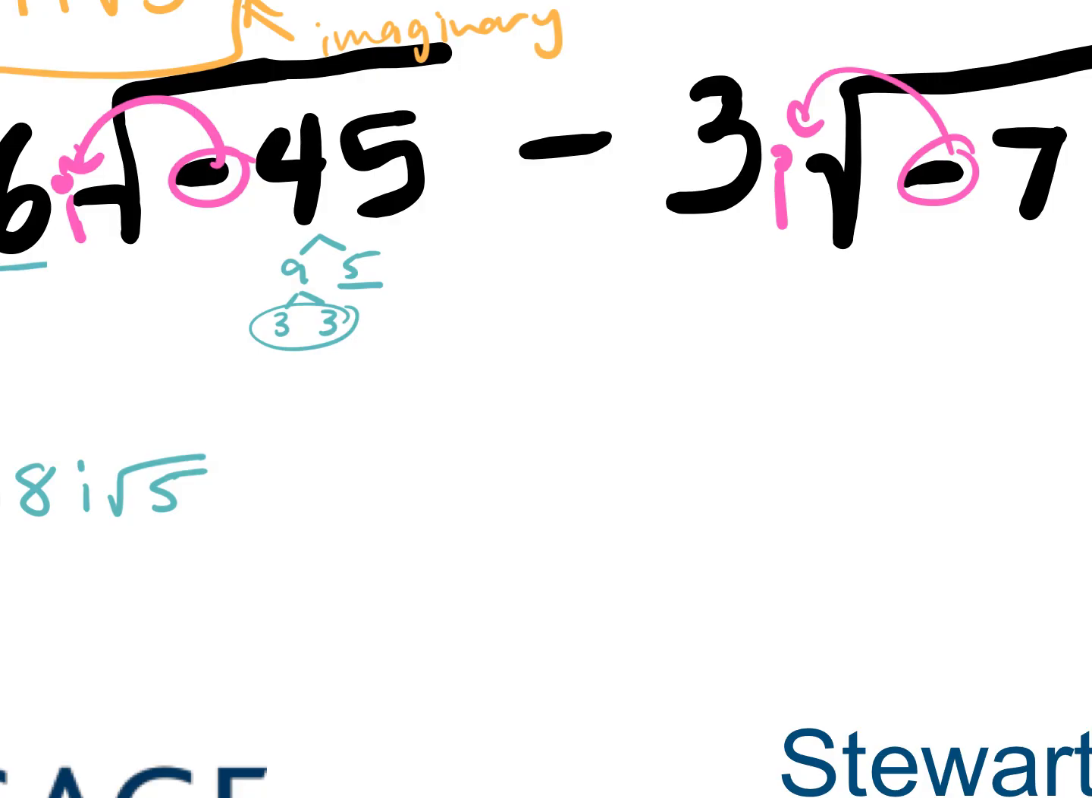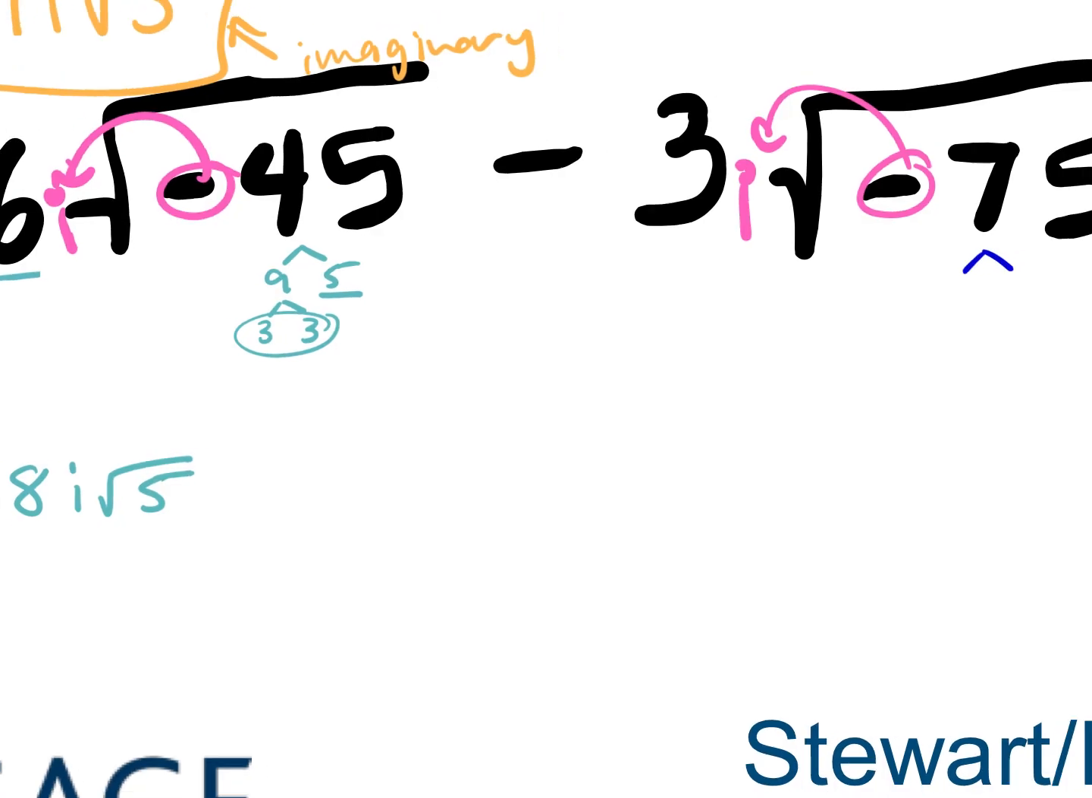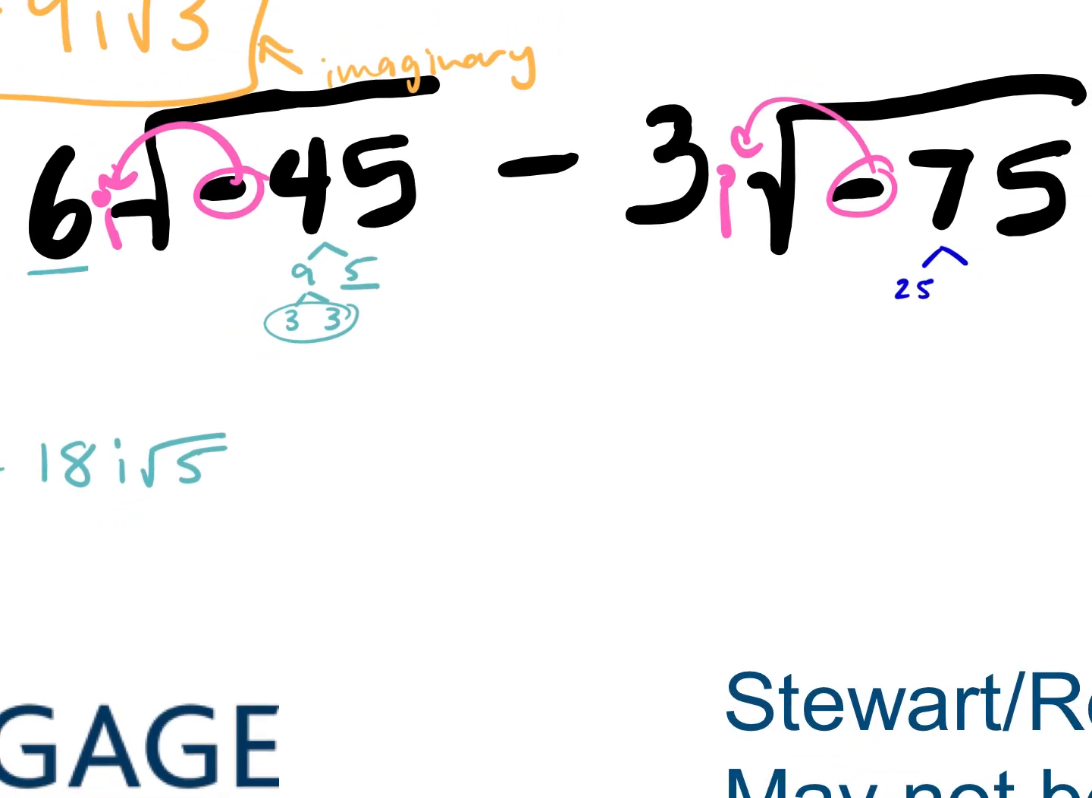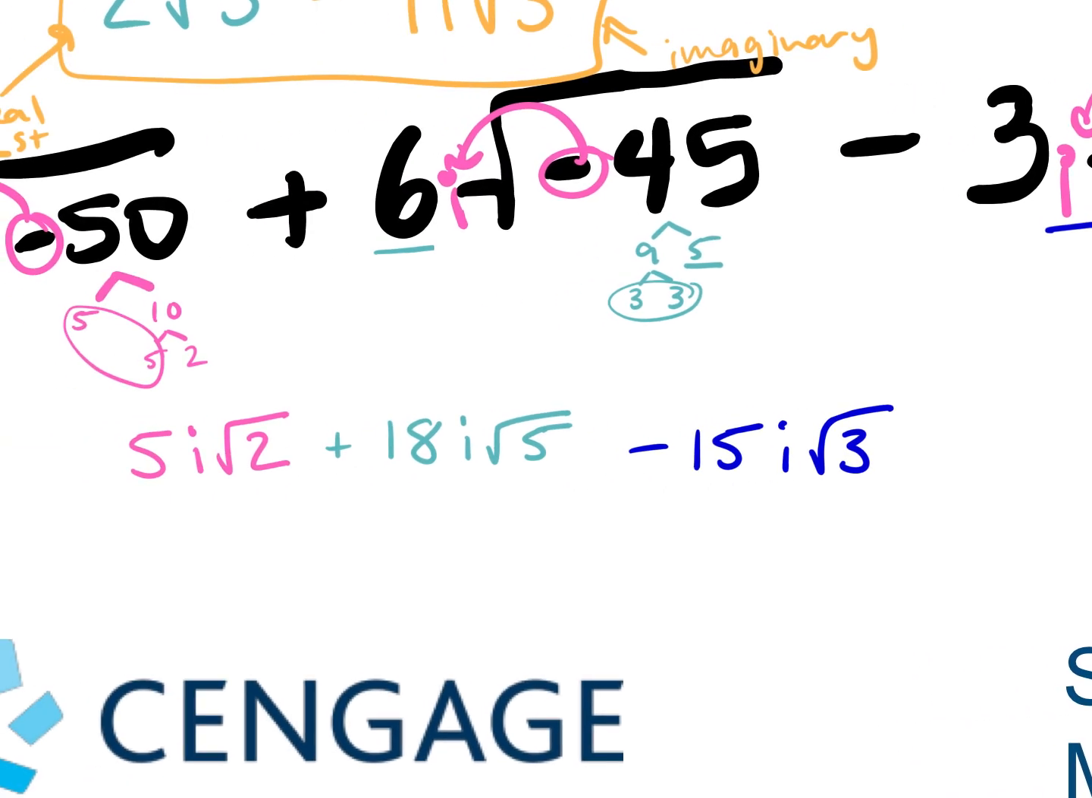Let's do the last one. What are 2 factors of 75? 25 and 3. Perfect. 2 factors of 25? 5 and 5. So we have a pair of 5s. So when we take that 5 to the outside, what happens to the number that's already out there? We multiply it. So negative 3 times 5 would be negative 15. What else comes to the outside? The I. What stays on the inside? The 3. So negative 15i square root 3.